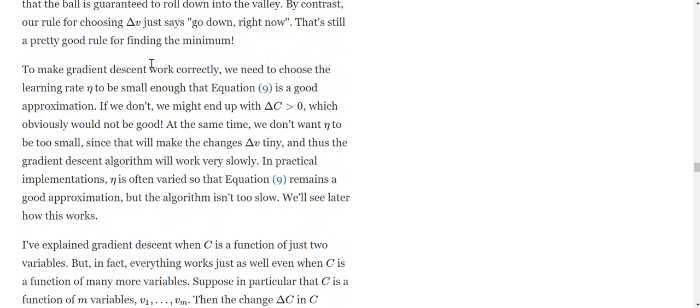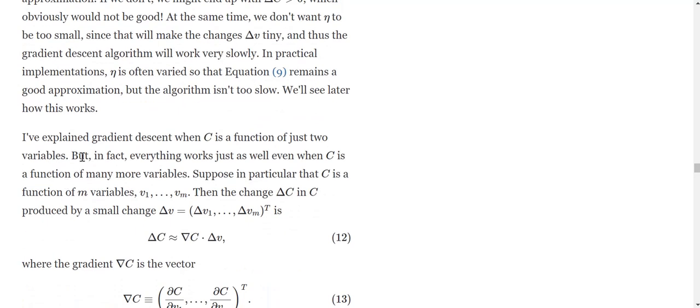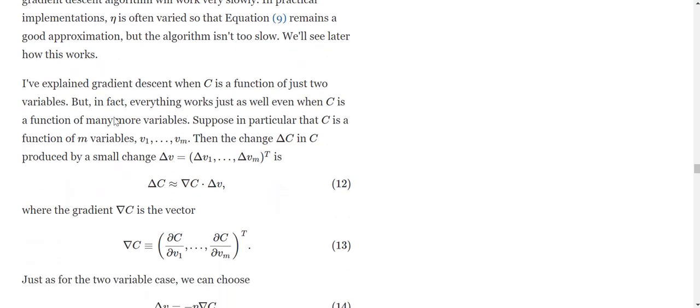To make gradient descent work correctly, we need to choose the learning rate eta to be small enough that equation 9 is a good approximation. If we don't, we might end up with a change in C greater than 0, which obviously would not be good. At the same time, we don't want eta to be too small, since then we would be taking very tiny jumps. So in practical implementations, when you are looking for a good learning rate, you often vary the learning rate and look for the point where it fits best. As the author tells us, we'll have a look at this later as well.